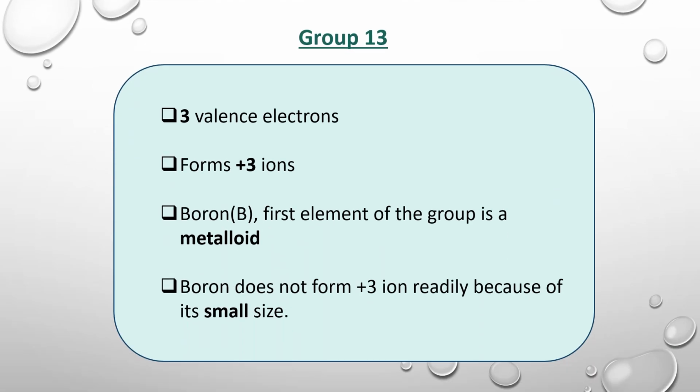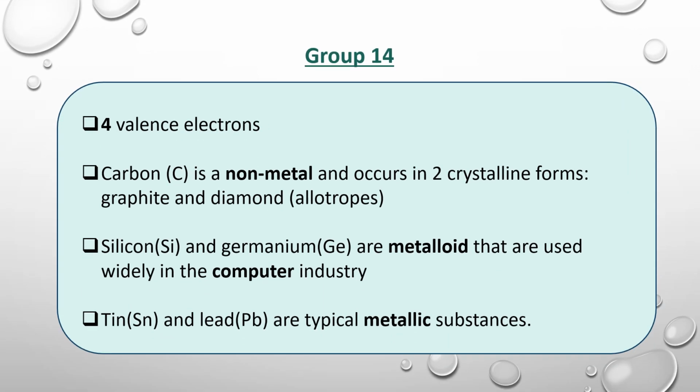Group 13. In group 13, elements have 3 valence electrons and form +3 ions. Boron, the first element of this group, is a metalloid. Boron does not form a +3 ion readily because of its small size. Group 14. Elements in group 14 have 4 valence electrons. Carbon is a nonmetal and occurs in 2 crystalline forms, graphite and diamond. Silicon and germanium are metalloids that are used widely in the computer industry. Tin and lead are typical metallic substances.